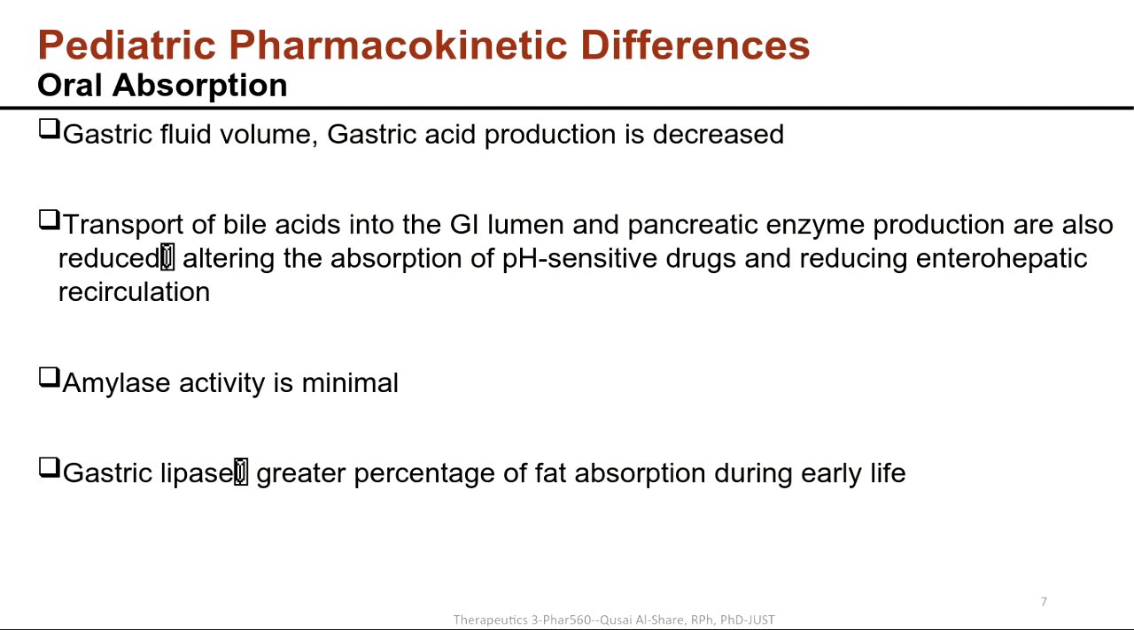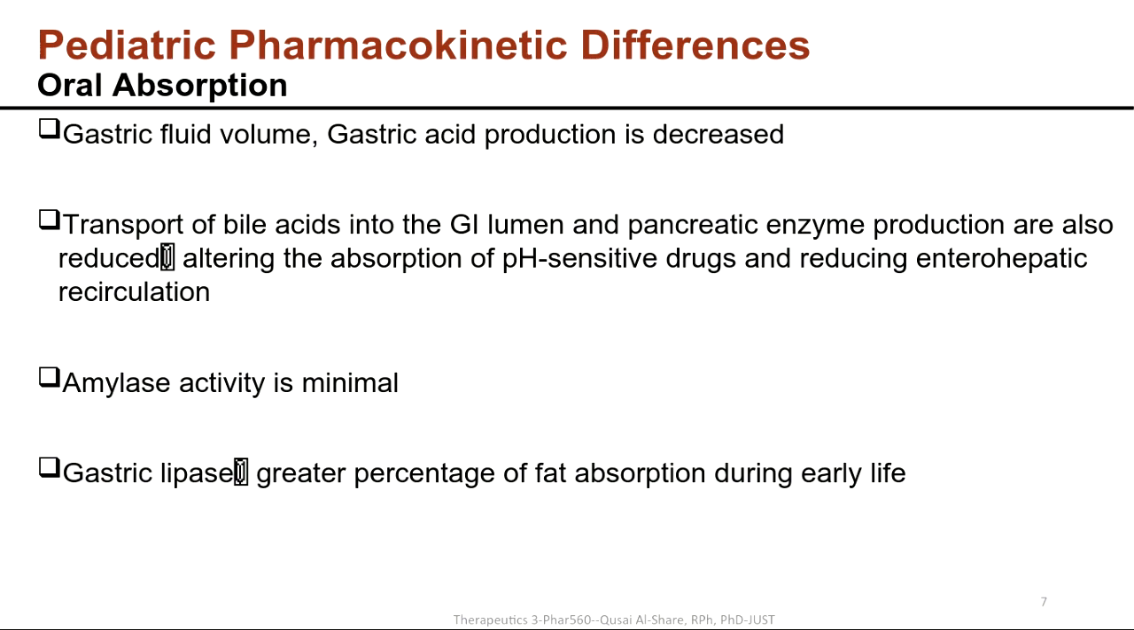Number 2, transport of bile acids. Bile acids are secreted from the liver, and they go into the gastrointestinal lumen. In addition to pancreatic enzyme production, they are also reduced in pediatrics. So they will change absorption of pH-sensitive drugs and reduce enterohepatic circulation. In enterohepatic circulation, the drug will be going to the liver instead of other tissues. So from the intestine going to the liver, then it will be secreted again.